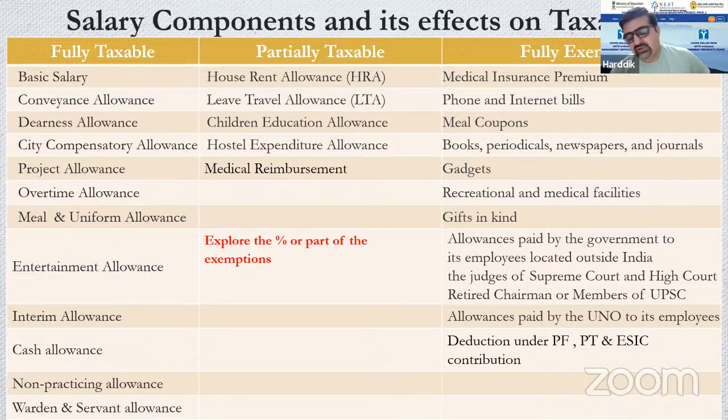Partially taxable, the entire income is not taxable. Which components are such? House rent allowance, HRA, as I said, it is partially taxable. Up to a certain limit it is exempted, and above that it is taxable. So although you are paying a rent of 50,000 rupees, but if your basic is low, then the entire 50,000 may not be exempted. Leave travel allowance is partially taxable based on the limit. Children education allowance, partially taxable. Medical reimbursement, partially taxable.